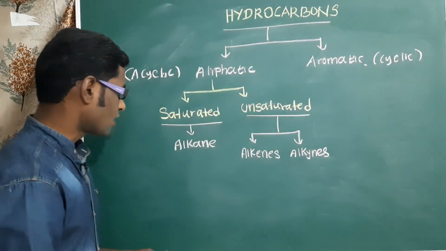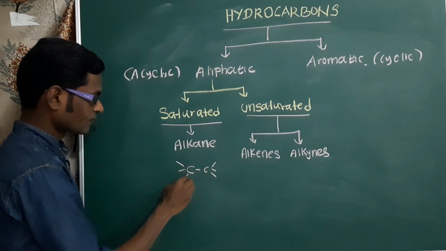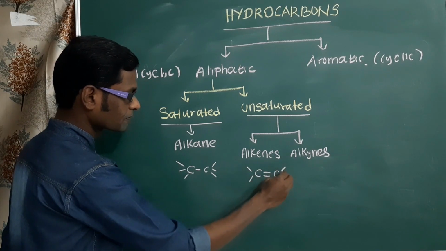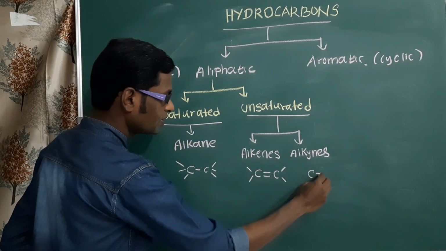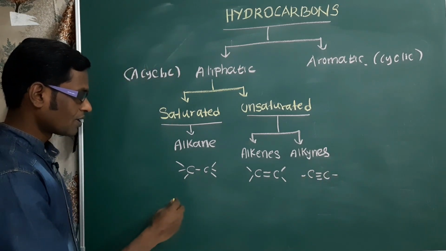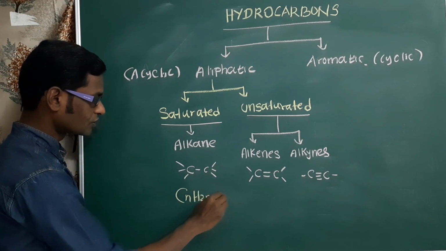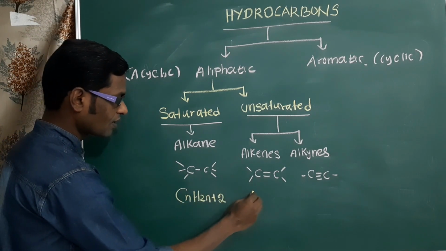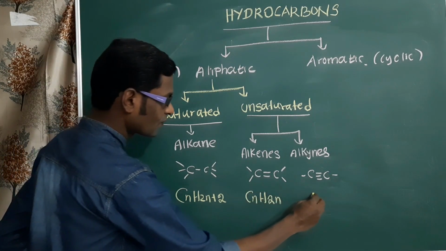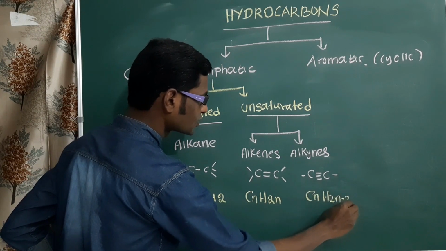Alkane contains carbon-carbon single bonds only. But alkene must contain one carbon-carbon double bond. Alkyne must have one carbon-carbon triple bond. General formula of alkane: CnH2n+2. General formula of alkenes: CnH2n. General formula of alkynes: CnH2n-2.